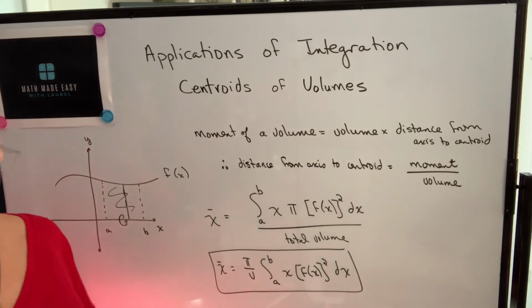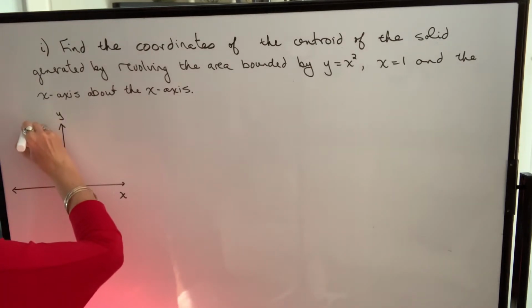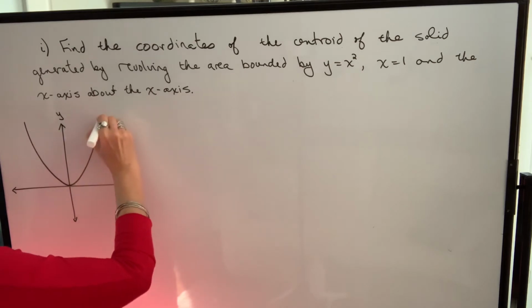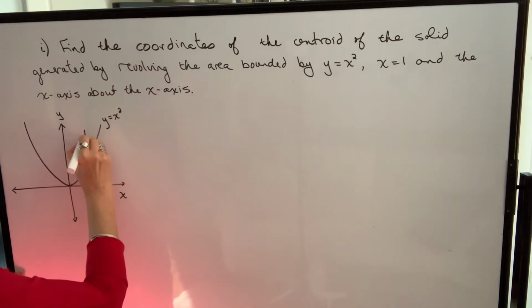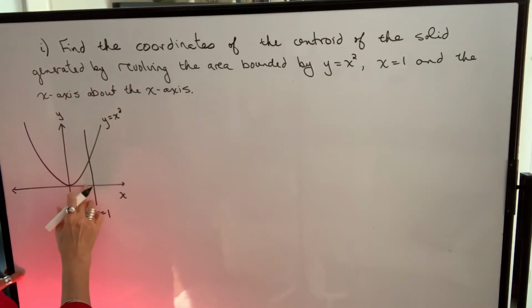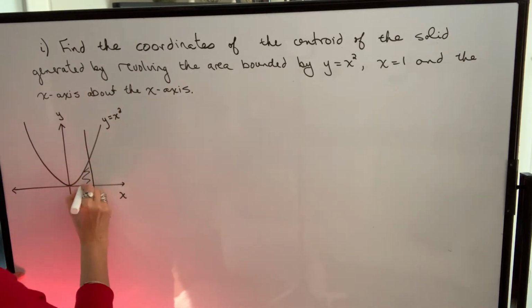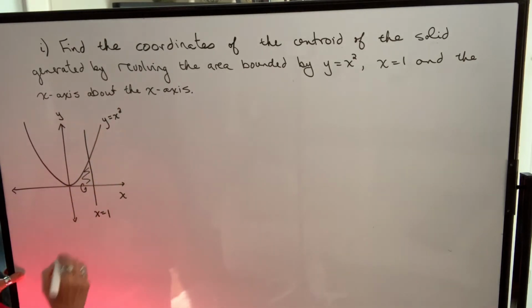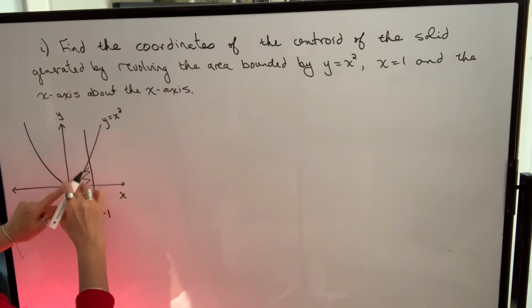Let's take a look at an example. The question says, find the coordinates of the centroid of the solid generated by revolving the area bounded by y equals x squared, x equals 1, and the x-axis, so this is the area that we're dealing with, revolving about the x-axis. So that area is revolving about the x-axis to form a solid.